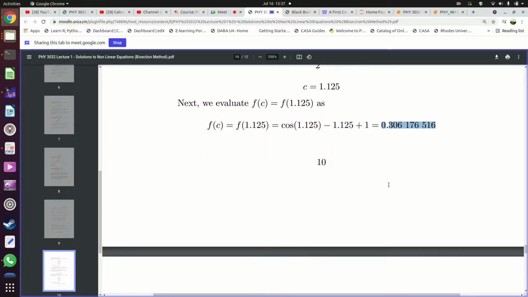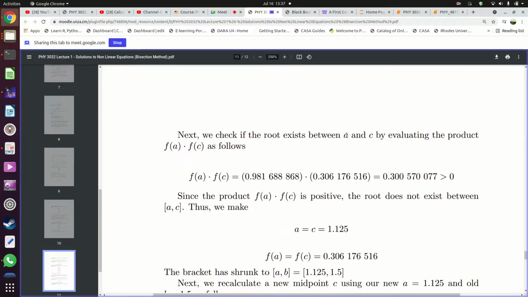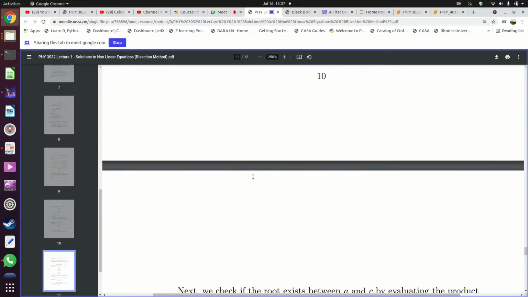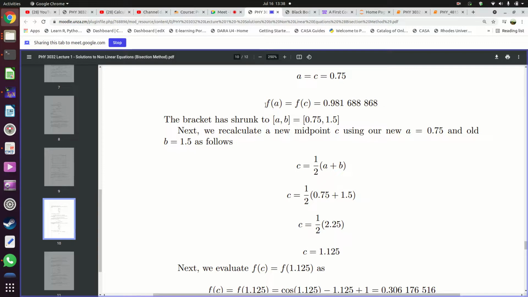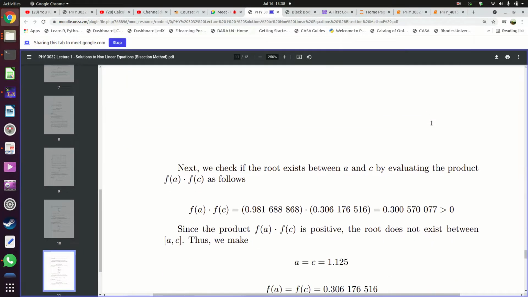So you now check whether there is a solution between your A and your new midpoint by working out this product f of A times f of c. So f of A multiplied by f of c, like this. Your f of A, if you remember, you just made f of A up here. That's your 0.981688863. And your f of c is this one which you have here, 0.306176516. So in this case, that's positive and positive.